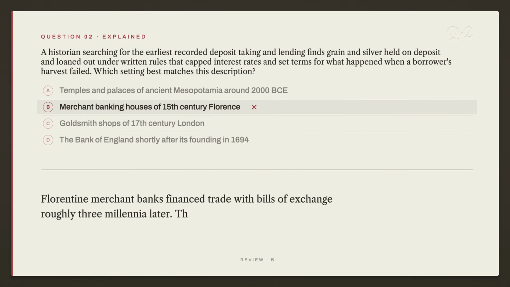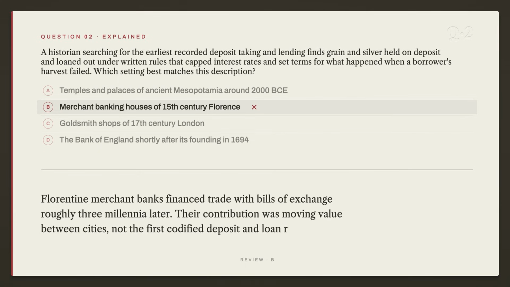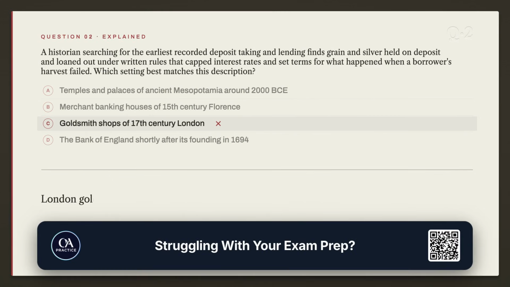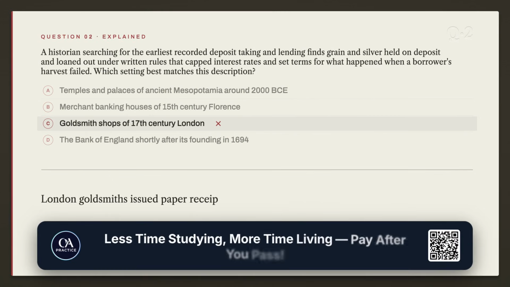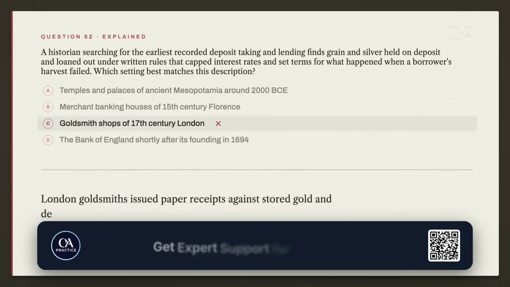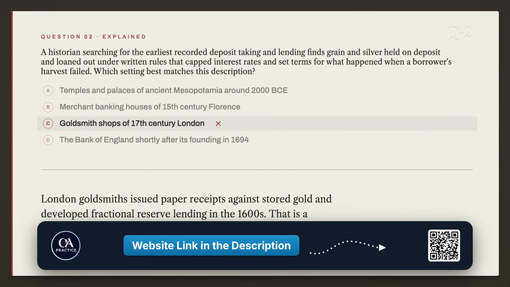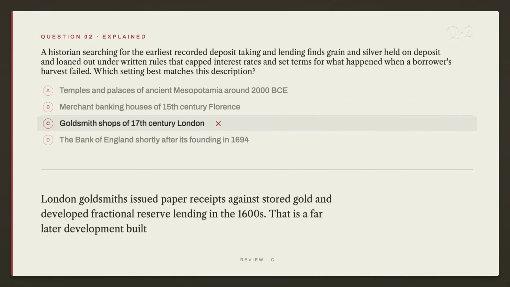Their contribution was moving value between cities, not the first codified deposit and loan rules. C is wrong because London goldsmiths issued paper receipts against stored gold and developed fractional reserve lending in the 1600s. That is a far later development built on deposit taking that already existed.